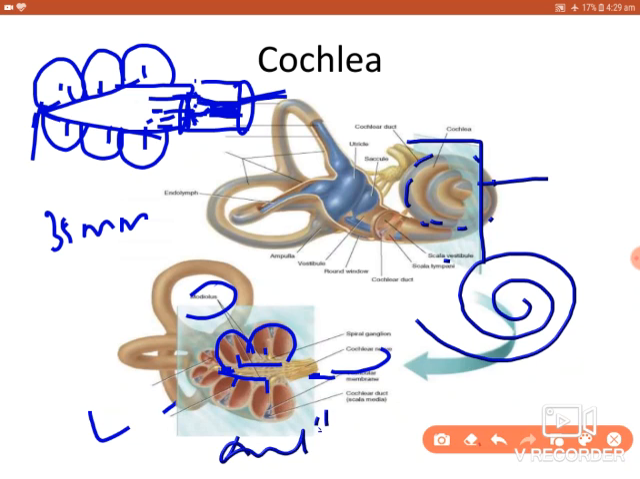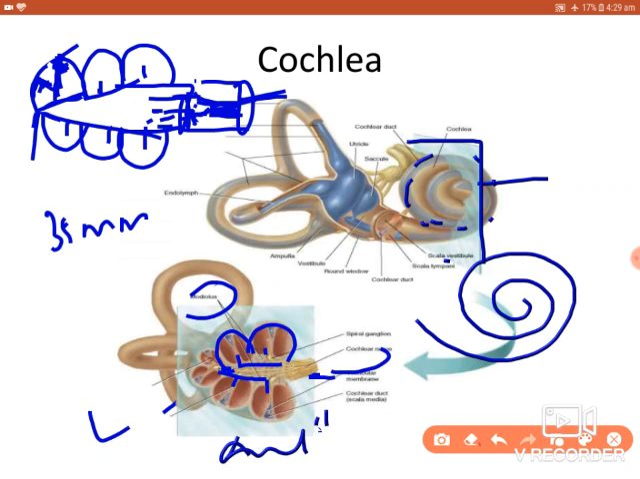Then the spiral lamina divides into an upper lip and lower lip. The spiral lamina is divided into an upper lip and lower lip. The upper lip is called the vestibular lip. The lower lip, that is called the tympanic lip. The vestibular lip gives attachment for the vestibular membrane. The lower lip, the tympanic lip, gives attachment for the basilar membrane.